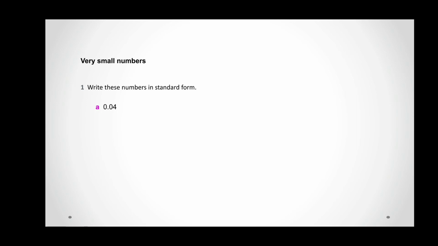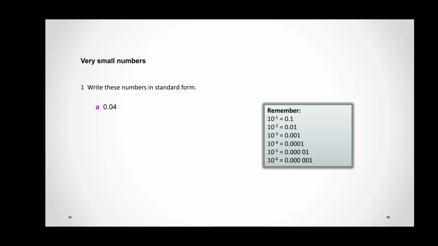So very small numbers also you can write as a standard form. 10 to the power minus 1 means 0.1, 10 to the power minus 2 means 0.01, 10 to the power minus 3 means 0.001, like that. So then 4 in 0.04 means 4 into 10 to the power minus 2. 0.0008 means 8 into 10 to the power minus 4.